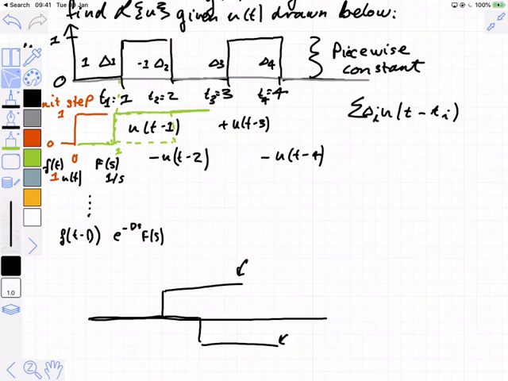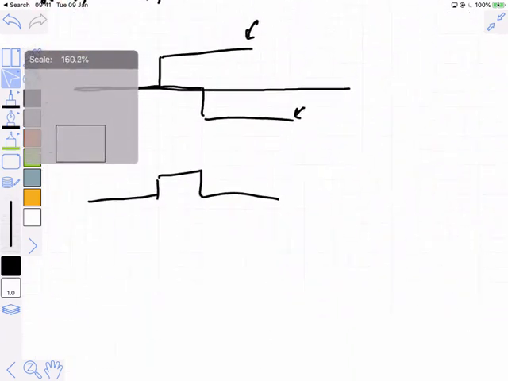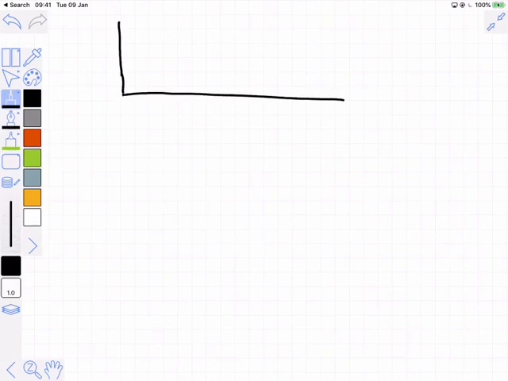Now there's a second class of common functions, and I'm going to do an example here of that kind of function. Let's just do a very similar example to the one that we have. This one actually is also in the textbook, but let's just take a triangle wave like this. So let's say that goes up to 1. Let's say again, these are at times 1, 2, and 3. So the peak there is at time 2.